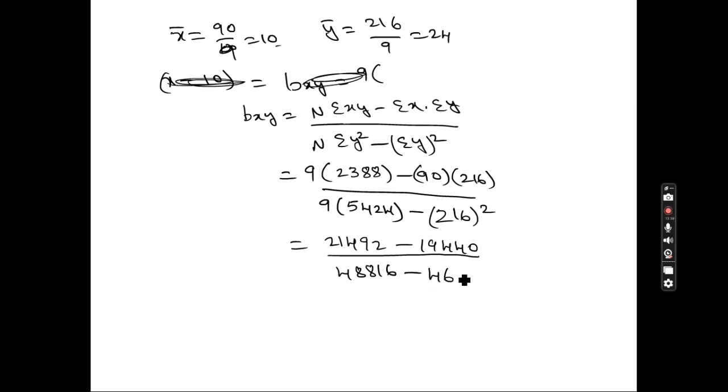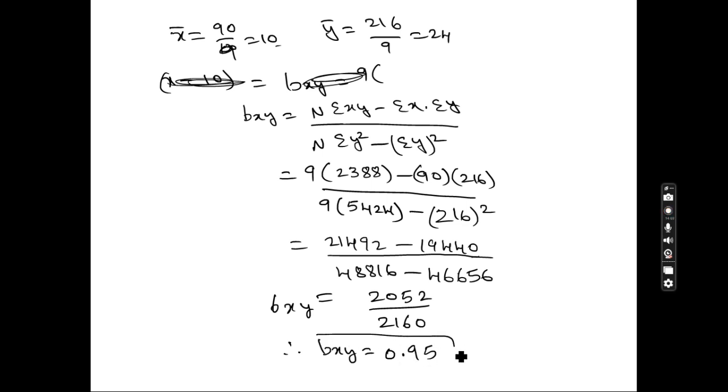minus 46656. If you subtract this value, you will get 2052 divided by 2160. So which value is this? Bxy. Therefore Bxy is equal to how much? 0.95. So we are getting the regression coefficient.